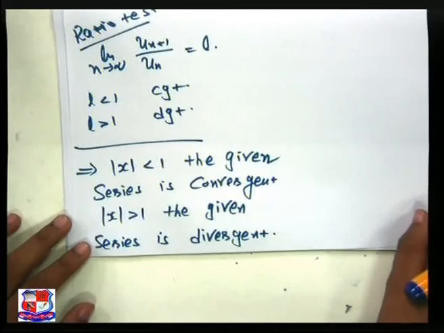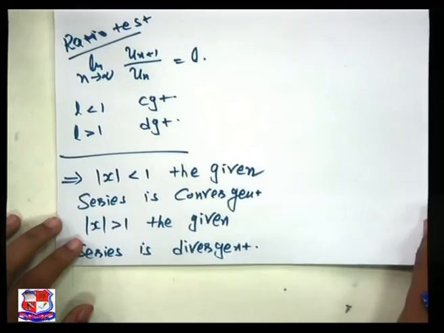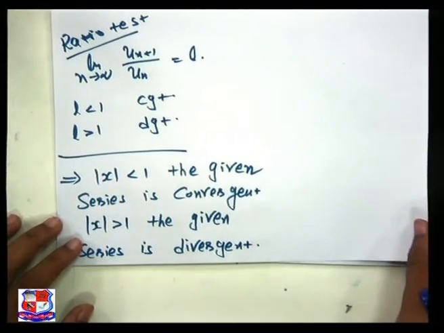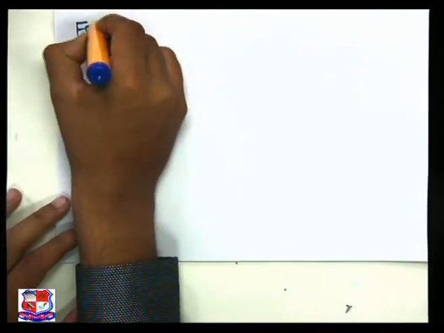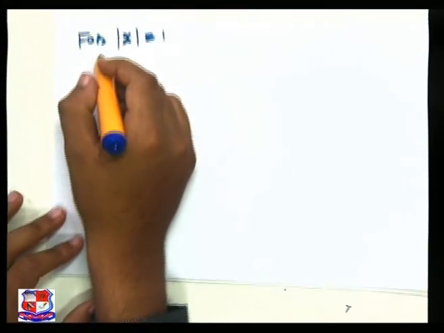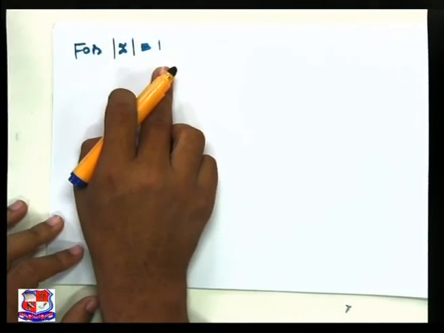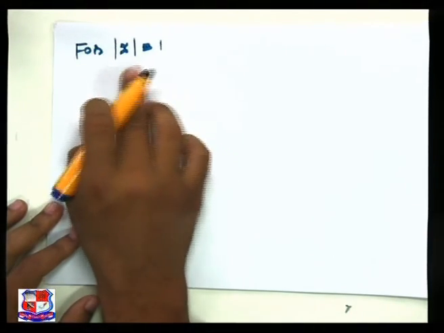So for that, in that case we have to check individually, right? For mod x equal to 1. Now for mod x equal to 1, that means what? There are two cases for mod x equal to 1. Either x is equal to 1 or x is equal to minus 1. In both the cases we have to check.